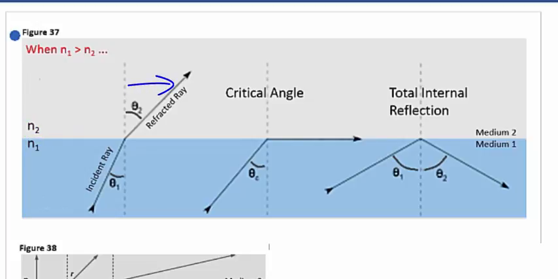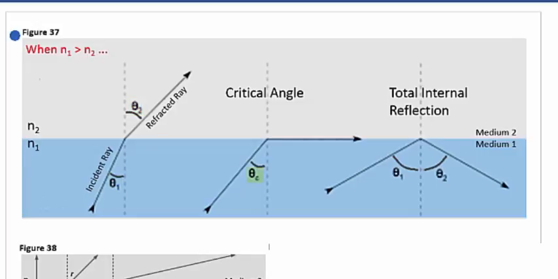Now, as the light passes from medium 1 to medium 2, it bends away from the normal. Recall that tells us that the index of refraction for medium 1 is greater than the index of refraction for medium 2. Now, if we keep increasing the incidence angle, what's going to end up occurring is that the refracted angle keeps increasing as well.